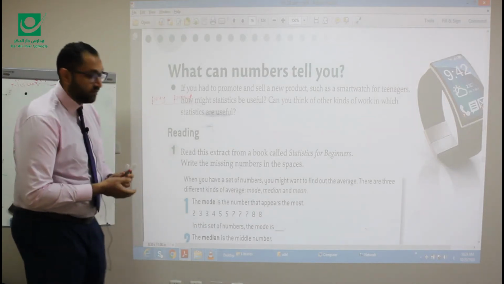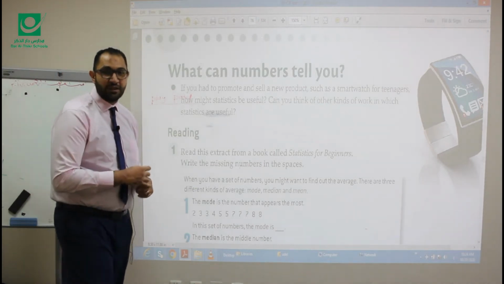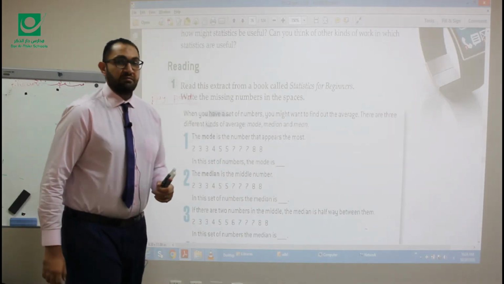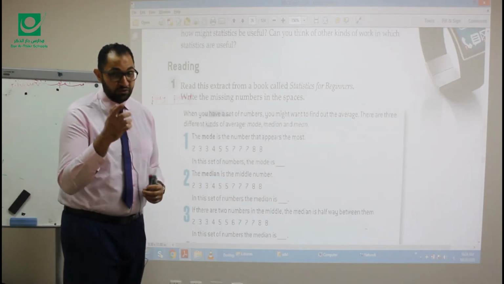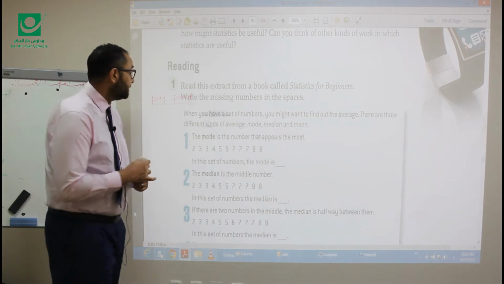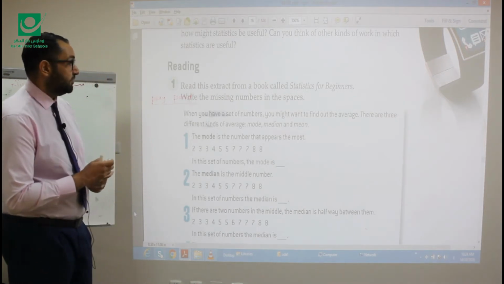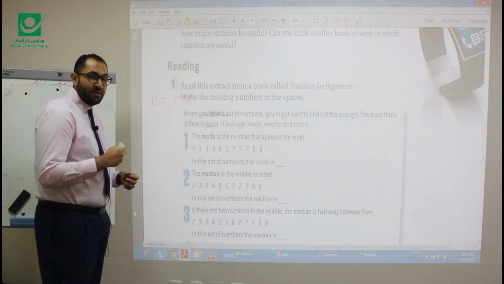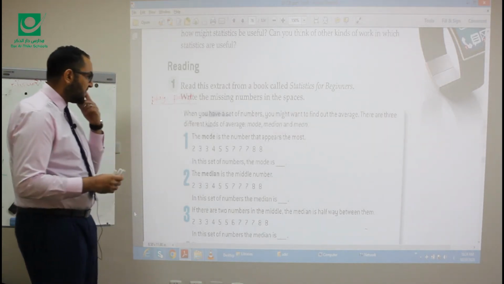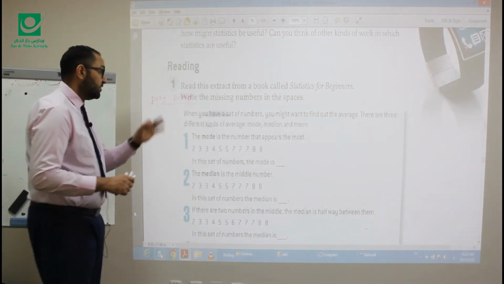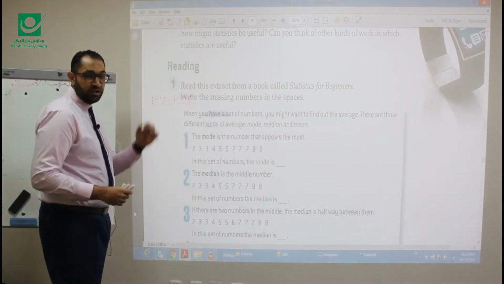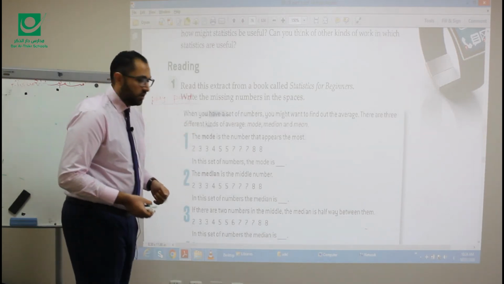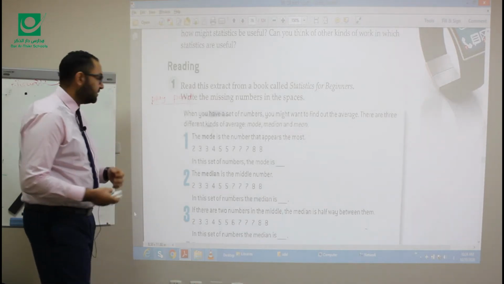Now we have an extract from a book called Statistics for Beginners, and we're going to learn a few things about statistics in English. Of course you studied them before in Arabic, and we have sets of numbers and we want to find out the average, and the average has many ways to say it in English or in Arabic even. So we are going to be presenting three kinds of average. Number one, mode; two, median; and the third one is the mean.